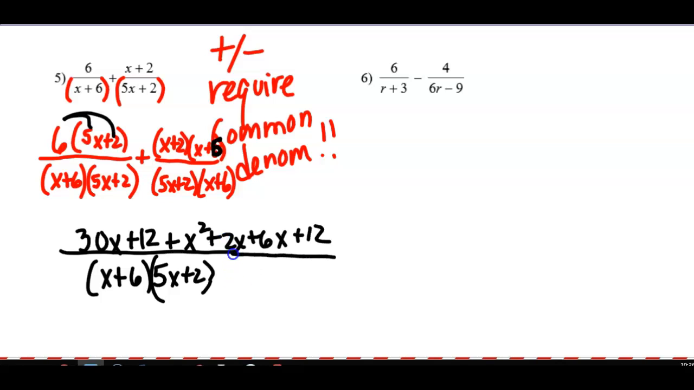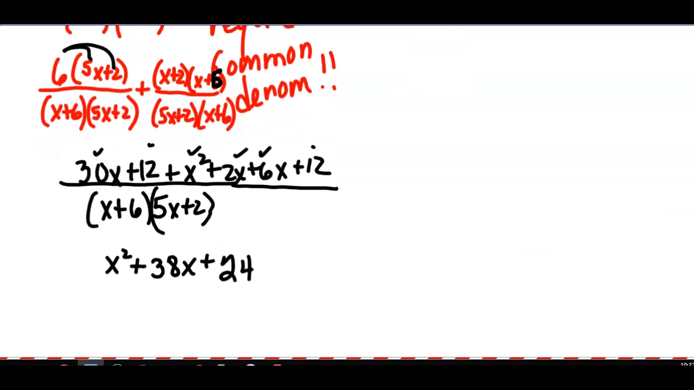Now when we combine all those like terms up top, we have an x squared. Let's see, that took care of that one. Then we have these 3 would be 38x. And then we have two 12s back here, which will be plus 24. All right. And it's all over an x plus 6 and a 5x plus 2.